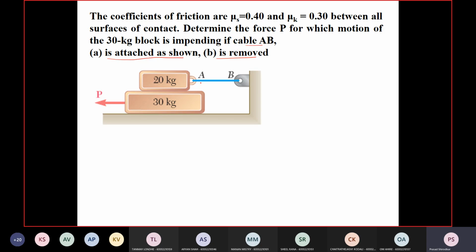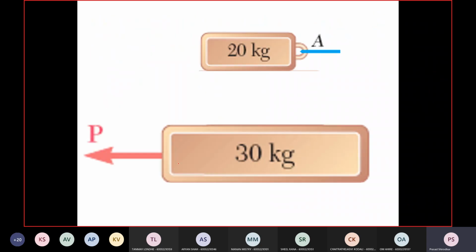Let's consider the case where the cable is attached and draw the free body diagram. So this is the free body diagram. There will be tension T, and this is the 20 kg block, so there will be normal reaction N, and the block will move in this direction, so frictional force will be in this direction. It's called N1 and F1, and the self weight, that is 20 into 9.81. On the second block the forces will be equal and opposite, so this will be N1, and this also equal and opposite.